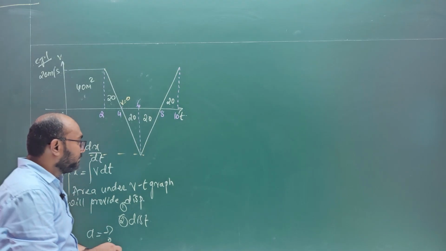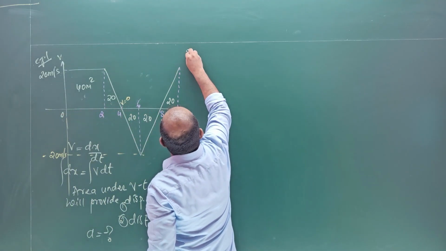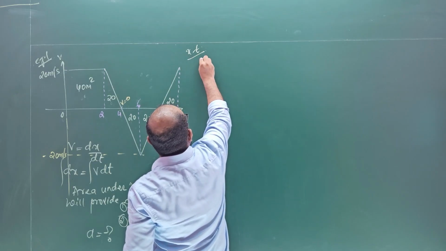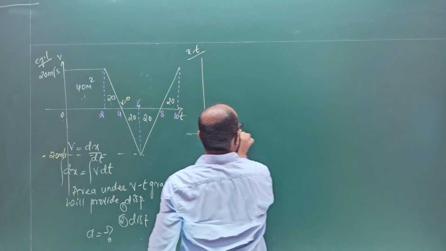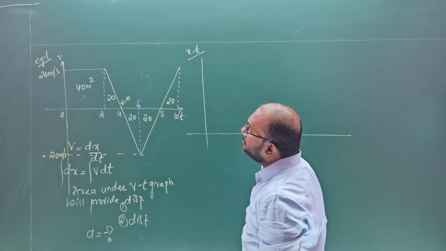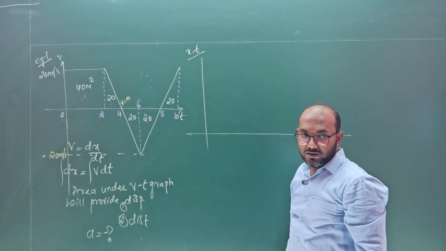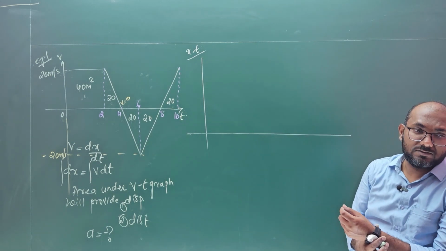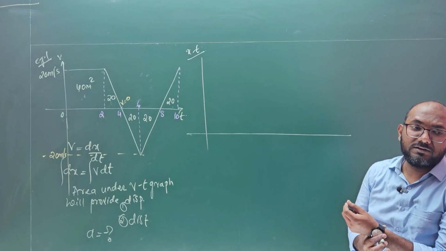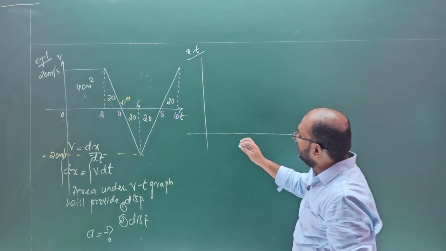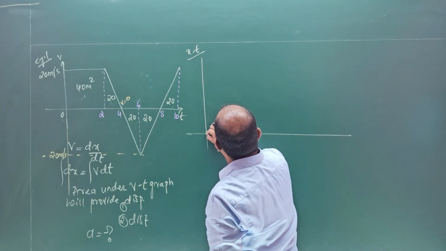Okay. Now, so let us move to xt first. Okay. So initially it is moving with constant velocity. Whenever the velocity is constant, then xt will be represented by a straight line. Yes or no? So straight line now.